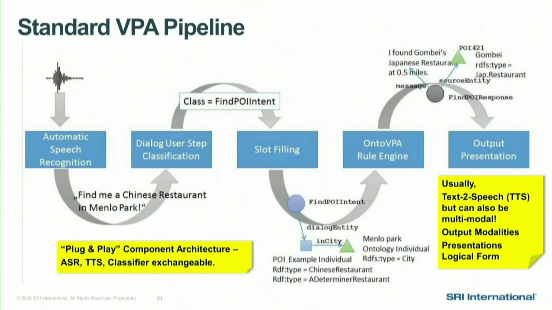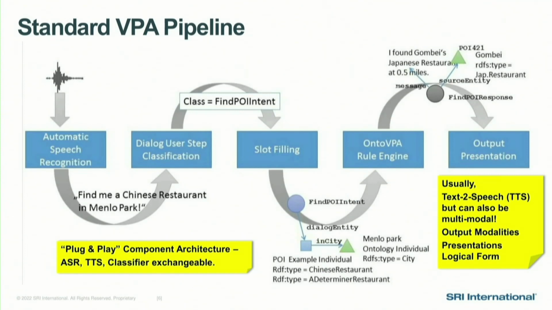Next, a classifier is determining the intent behind that utterance. Here, the find POI intent, find point of interest intent, is being recognized. The intent class is defined in the ontology, and an intent instance of the find POI intent class is instantiated in the dialog A box.